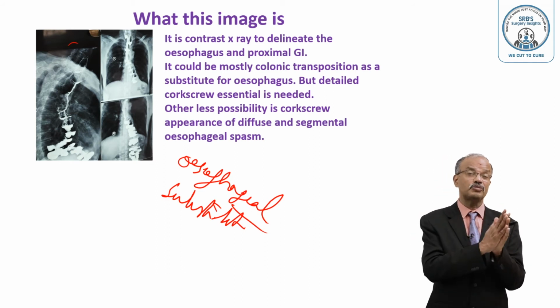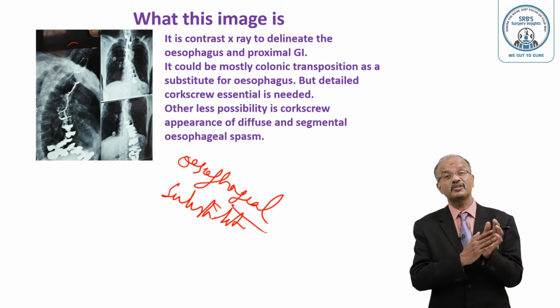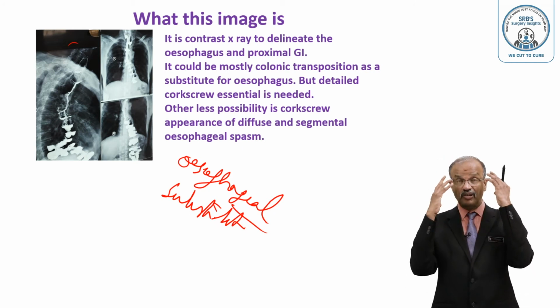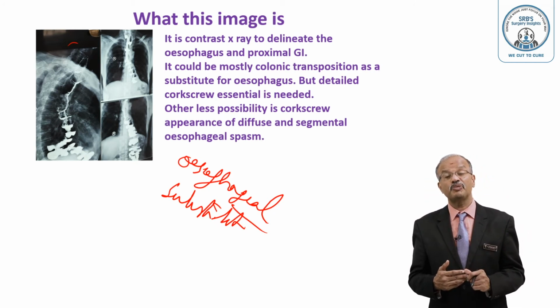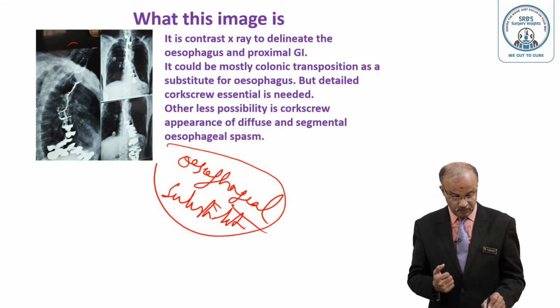Three sites are commonly used: the posterior mediastinum; sometimes, when you won't be able to get a plane in the posterior mediastinum, the anterior mediastinum, the retrosternal area. So that is how esophageal substitutes are conceptualized. Colonic transposition is, of course, one of the esophageal substitutes.